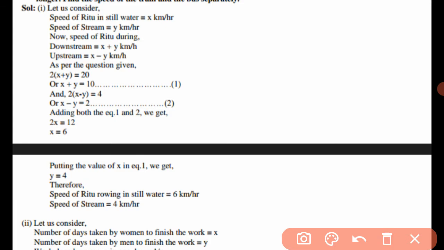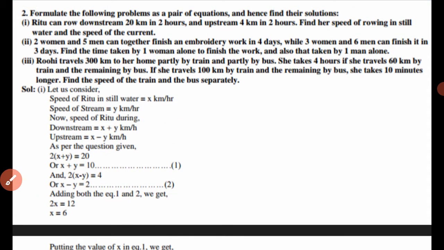So we can say here the speed of Ritu rowing in still water will be 6 km per hour and the speed of stream will be 4 km per hour. So in this way we can do this question. Now after this, see the second part.